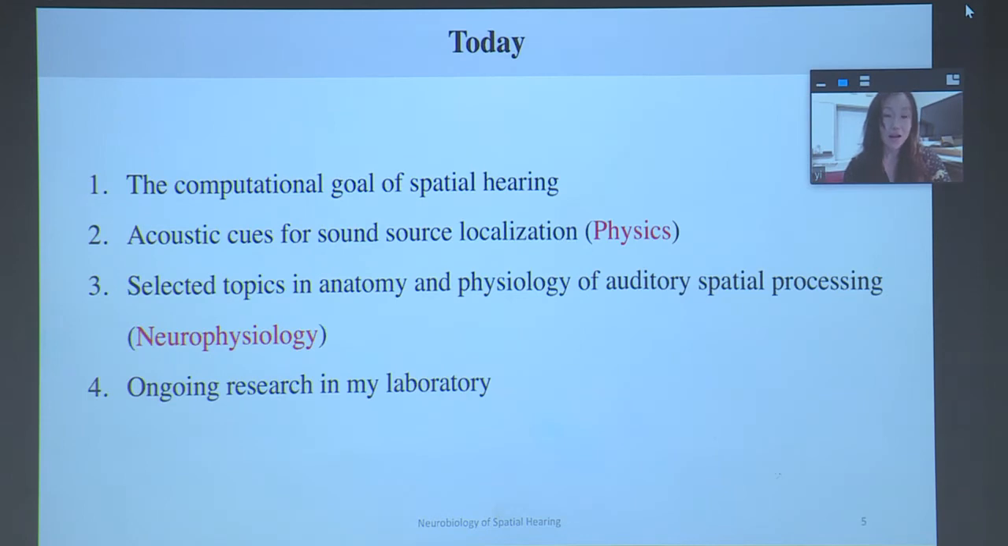For today, we have 3 areas of topics to cover. First, we'll talk about the computational goal of spatial hearing, and we'll learn acoustic cues for sound localization. This is regarding the physics of spatial hearing. Then we will talk about a few selected topics in anatomy and physiology of auditory spatial processing, regarding neurophysiology. The first 3 areas of material are similar to what I covered last year. The differences will be in the last quarter. I will talk about some ongoing research in my laboratory.